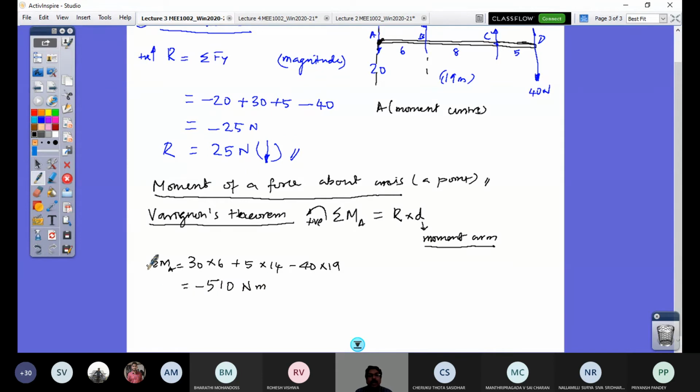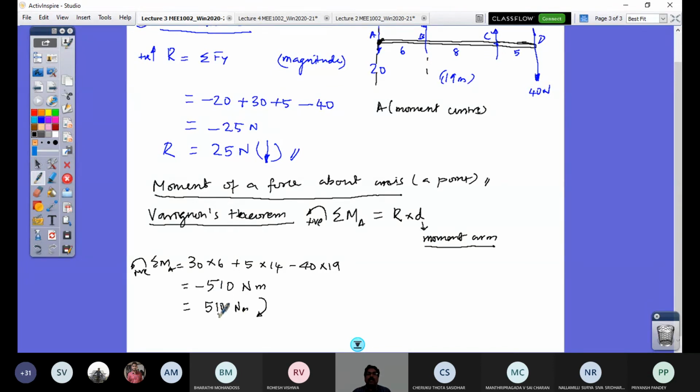So what does this minus sign say? Positive means a counterclockwise moment, but I get a minus sign. So it is 510 Newton meter clockwise. What do you understand from that? These four forces would have a turning effect on this member ABCD with respect to point A in the clockwise sense. If it is not constrained, if it is free, then the member would rotate with respect to point A in the clockwise sense. That's the meaning, and the rotation is because of this magnitude of turning moment.